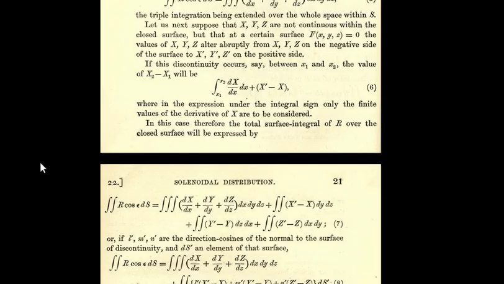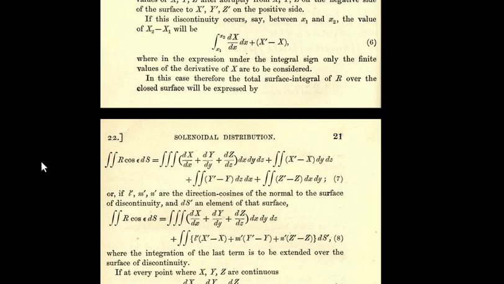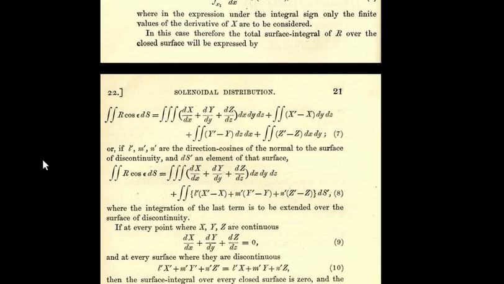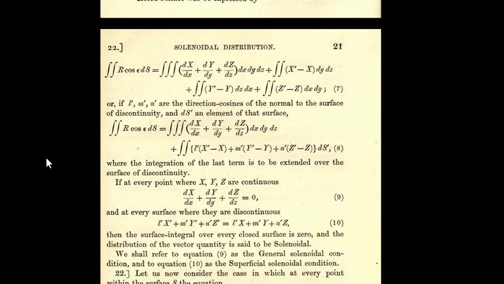Where in the expression under the integral sign only the finite values of the discontinuity are to be considered. The whole expression for the total surface integral of r over the closed surface will be expressed by the integral of r cosine epsilon dS equals the triple integral of (dX by dx plus dY by dy plus dZ by dz) dx dy dz plus the integral of (X' minus X) dy dz plus (Y' minus Y) dz dx plus (Z' minus Z) dx dy.